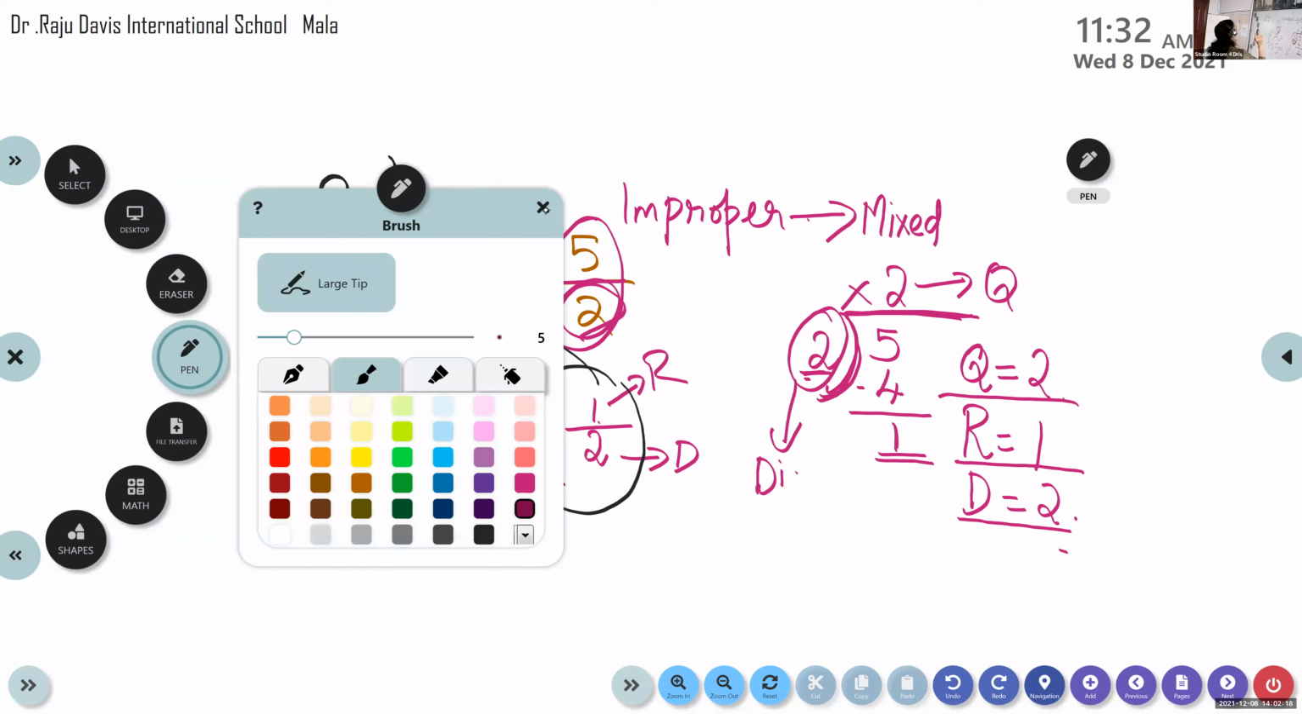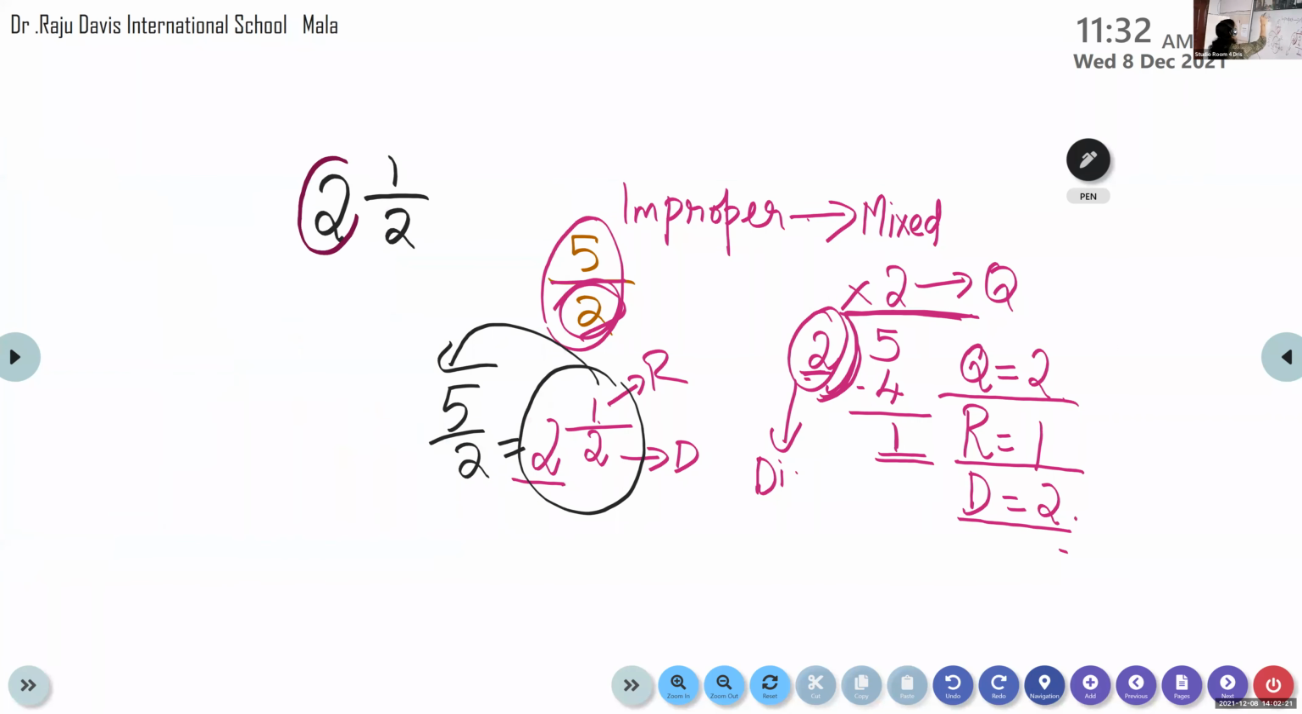You have to multiply the whole number and the denominator. What is 2 times 2? 4. Then you have to add the numerator. So 4 plus 1 is 5. And write the same denominator, there is no change. So the answer is 5 by 2.